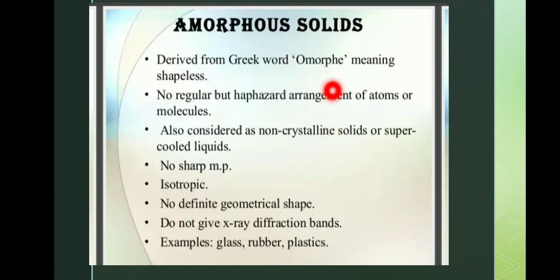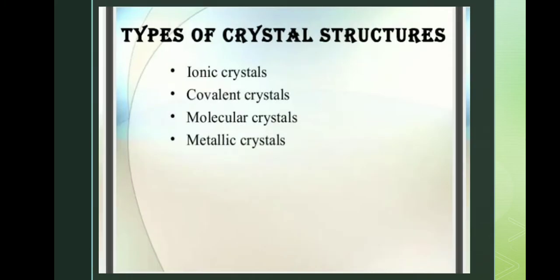What are amorphous solids? The word is derived from the Greek word amorphe, meaning shapeless. They have no regular but haphazard arrangement of atoms or molecules. They are also considered non-crystalline solids or supercooled liquids. They have no sharp melting points, are isotropic in nature, have no definite geometric shape, and do not give X-ray diffraction bands. Examples: glass, rubber, plastics.